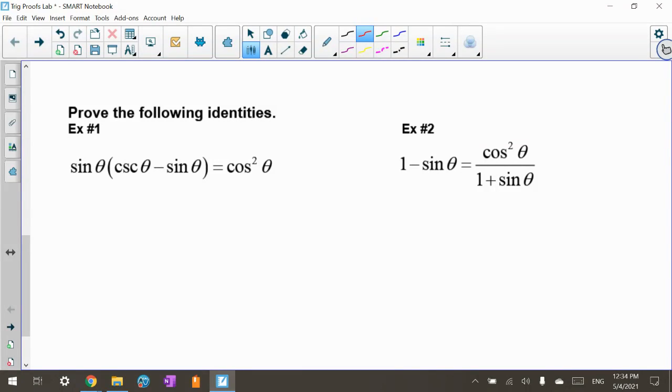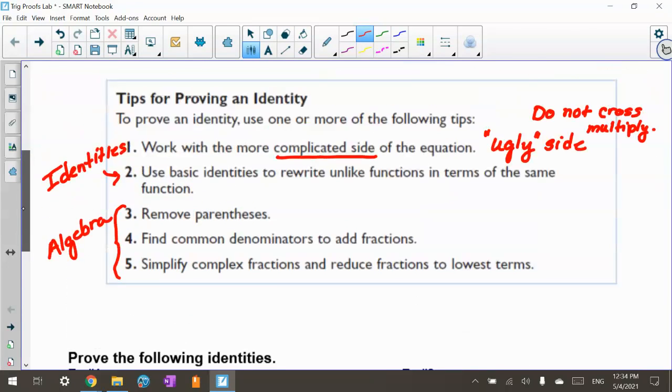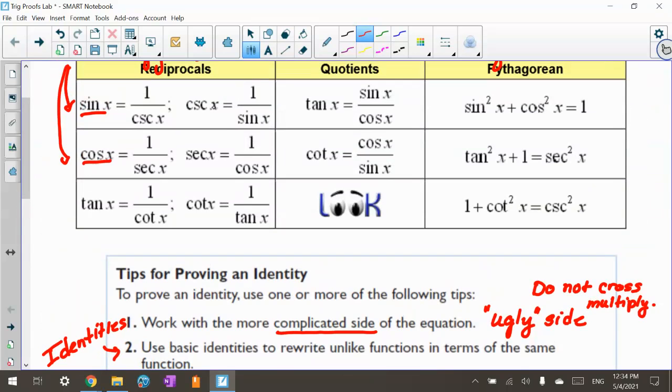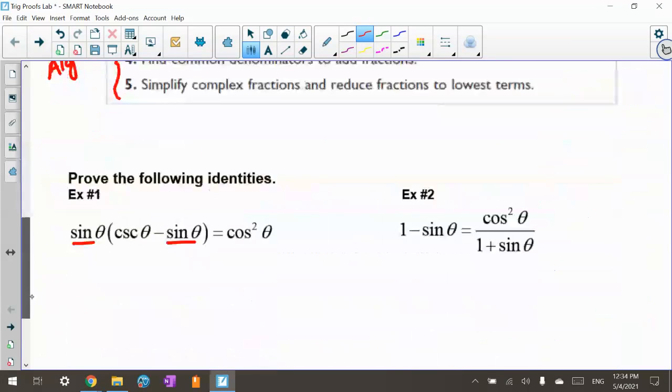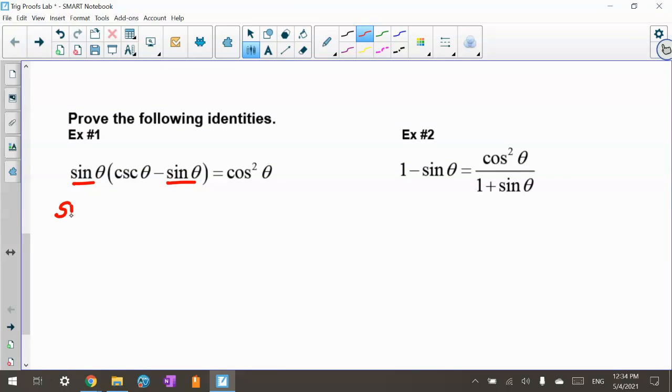So what I'm going to do is use some identities and some algebra to see if I can get it to match. This is exactly what I do. I look at this: that's a building block, that's a building block, cosecant. Well, what is cosecant of theta? I come up here, cosecant of x or theta is 1 over sine. So I'm going to replace cosecant with 1 over sine of theta. So sine theta times 1 over sine theta, that's cosecant of theta, minus sine theta, equals cosecant squared. I don't want you using diddle marks.